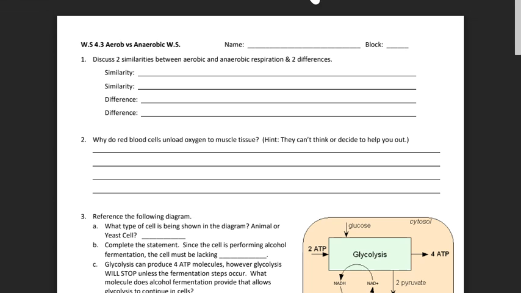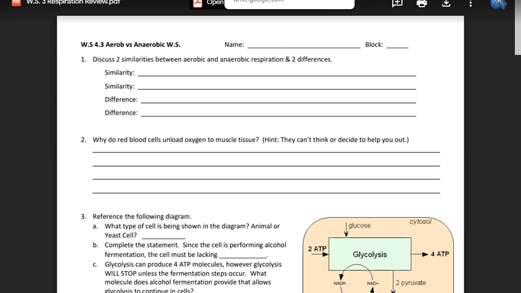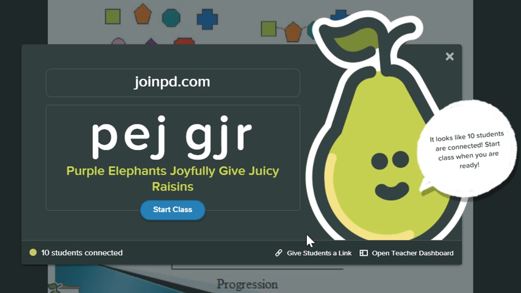You also might want to have your enzyme or your respiration posters nearby because you can use them for a quick reference, and you're going to probably study them quite a bit for your test. All right, so going back to this presentation, go ahead and jump into joinpd.com and then put in that access code.